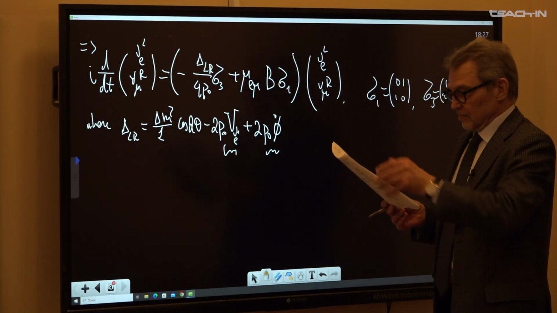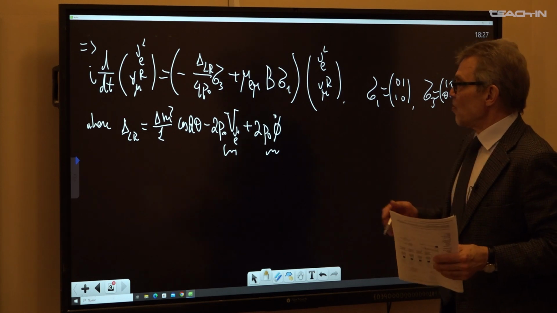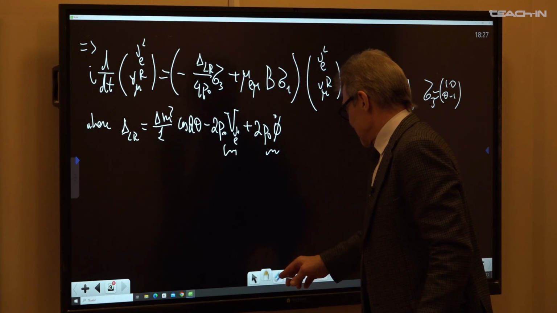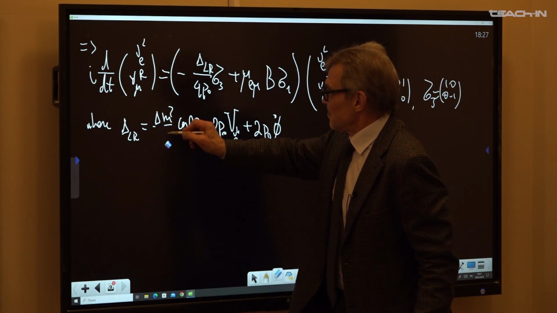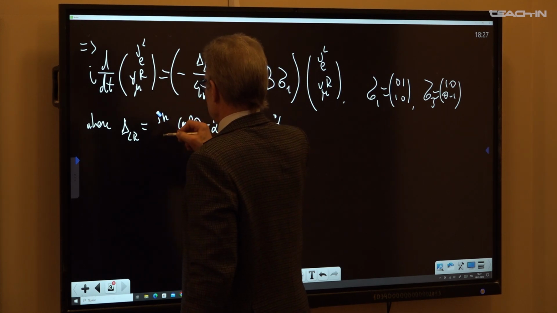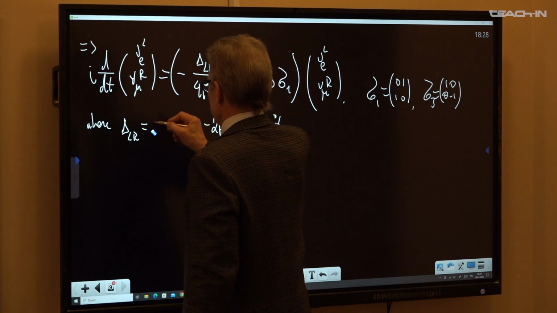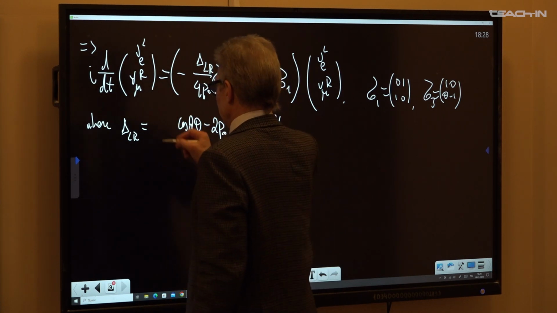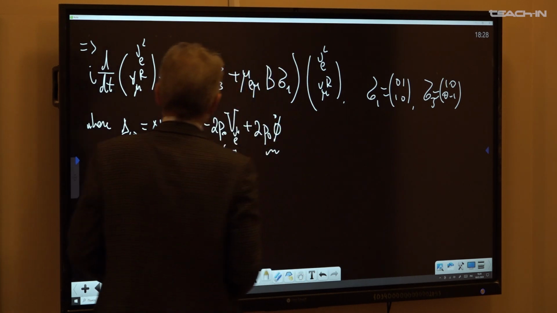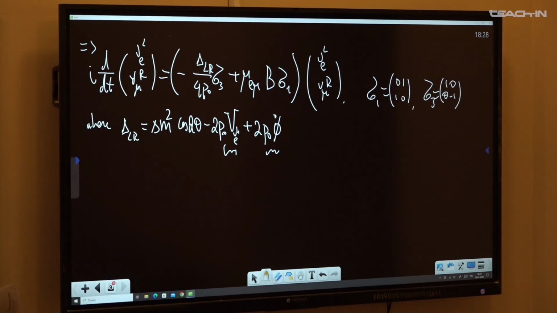So, delta m squared divided by 1. I just put it because I already put here the energy in the denominator.